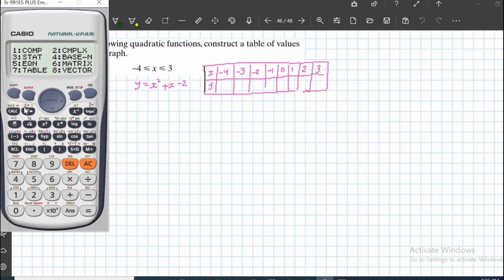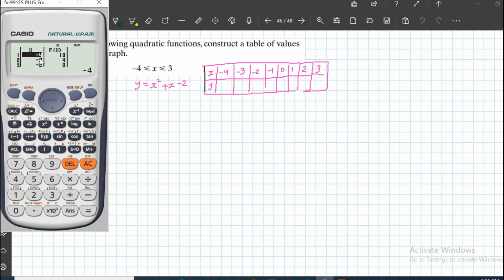Press Mode, and then we can check the table. So f of x means y, that is equal to x square, so alpha x and power 2. Then we have plus x, alpha x, and lastly we have minus 2. Press equal. It will ask you about the start point. Start point is minus 4, and end is 3, and the difference we are going to take is 1. So step 1 is okay.